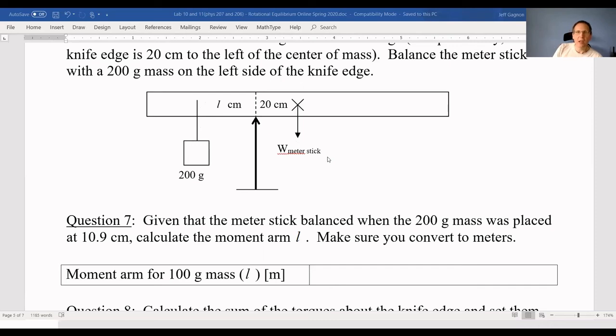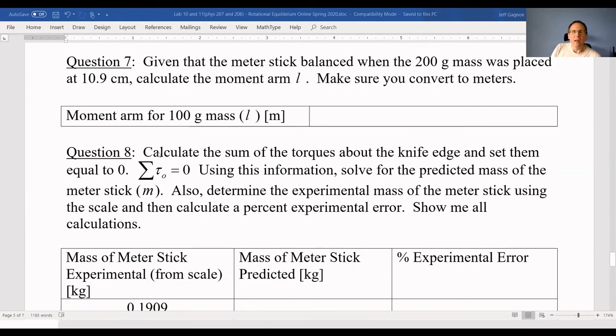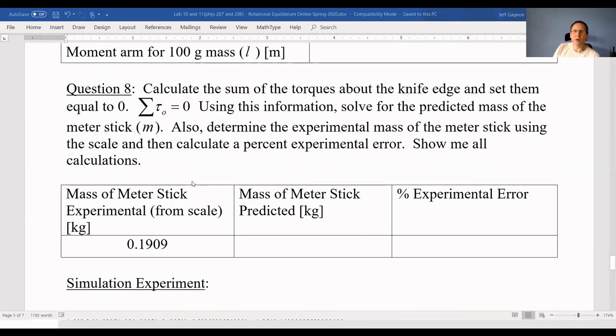You have the equation. Question 7 is simply to figure out what this L is in meters. Given the data that I gave you guys, figure out what L is. Now, question 8 is calculate the sum of the torques and set them equal to 0. We sort of did this on the video, but you want to re-show this and then solve that equation for M. That's going to be the predicted mass of your meter stick in kilograms. And it should be pretty close to the measured mass from the scale. So solve for M, see what we get. Hopefully it's pretty close to what we measured.